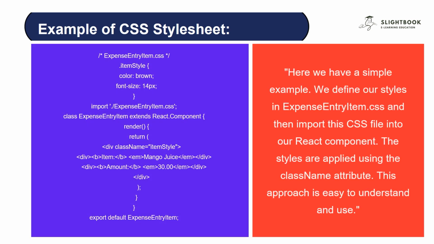Here, we have a simple example. We define our styles in expense_entry_item.css and then import the CSS file into our React component. The styles are applied using the className attribute. This approach is easy to understand and use.